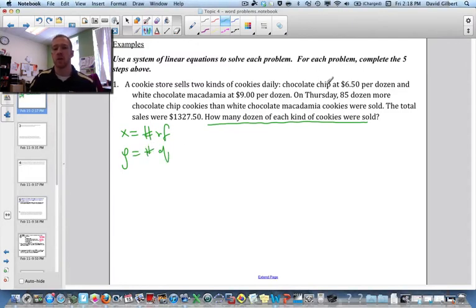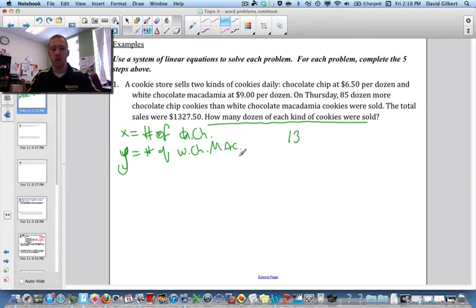So they sell chocolate chip and white chocolate macadamia. So I'm going to do x as the number of chocolate chip and y as the number of white chocolate macadamia. Now I've defined my variables. Next I want to see how I combine my variables to get the totals that are in the problem, if there are totals. It says 85 dozen more chocolate chip were sold than white chocolate. There's no total there, but the total sales were $1327.50.